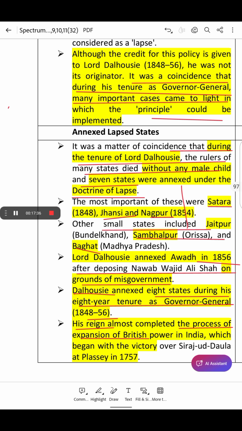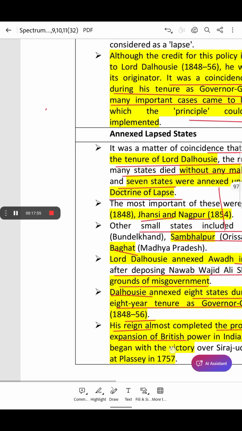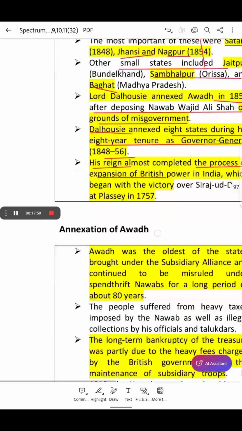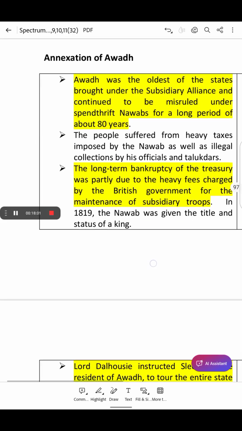His policies increased resentment, leading to the revolt of 1857, and this completed a century of British expansion, which began with the Battle of Plassey in 1757, with the victory over Siraj-ud-Daulah. So all these things we have discussed. The next topic is annexation of Awadh.